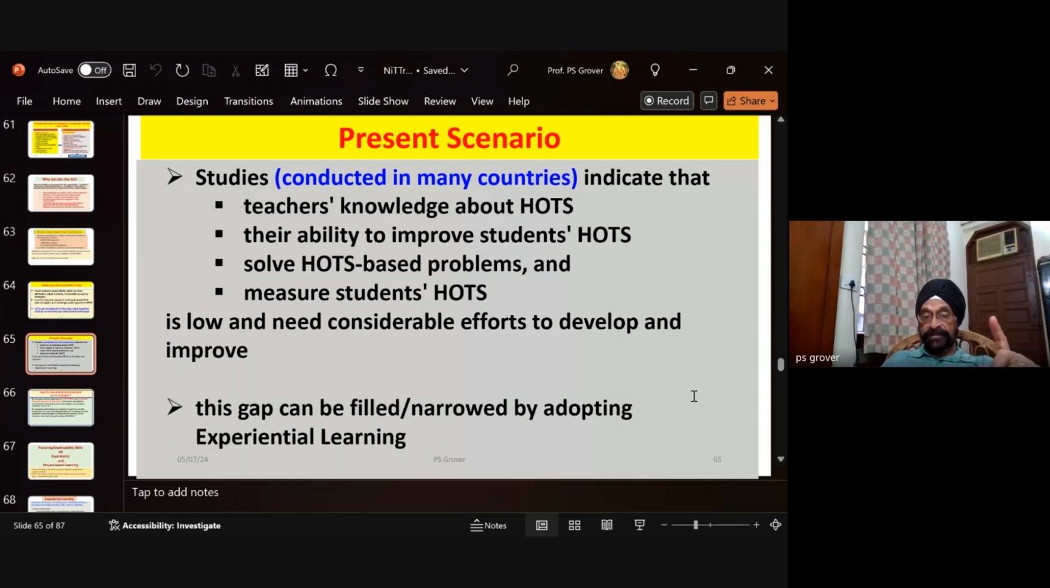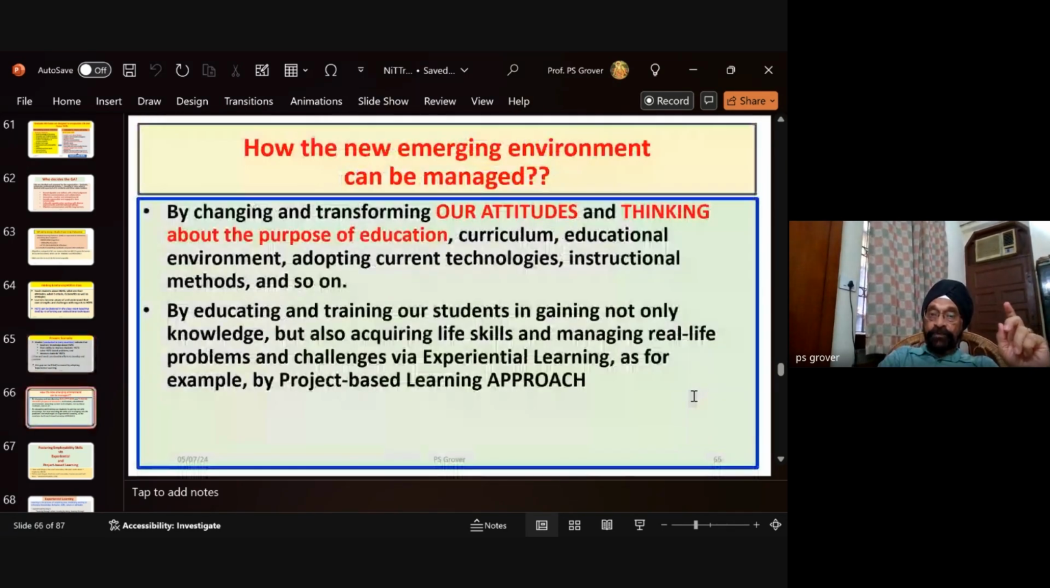This gap needs to be filled in order to enhance the employability skills, employability attributes, which are through experiential learning and through how the new emergent environment can be managed. Now, by changing and transforming our attitude and thinking about the purpose of education, curriculum, education environment, adopting current technology, instructional method, and so on. तो ये सब चीजें हमें एज ए फैकल्टी मेंबर, एज ए टीचर, we will do all these things.